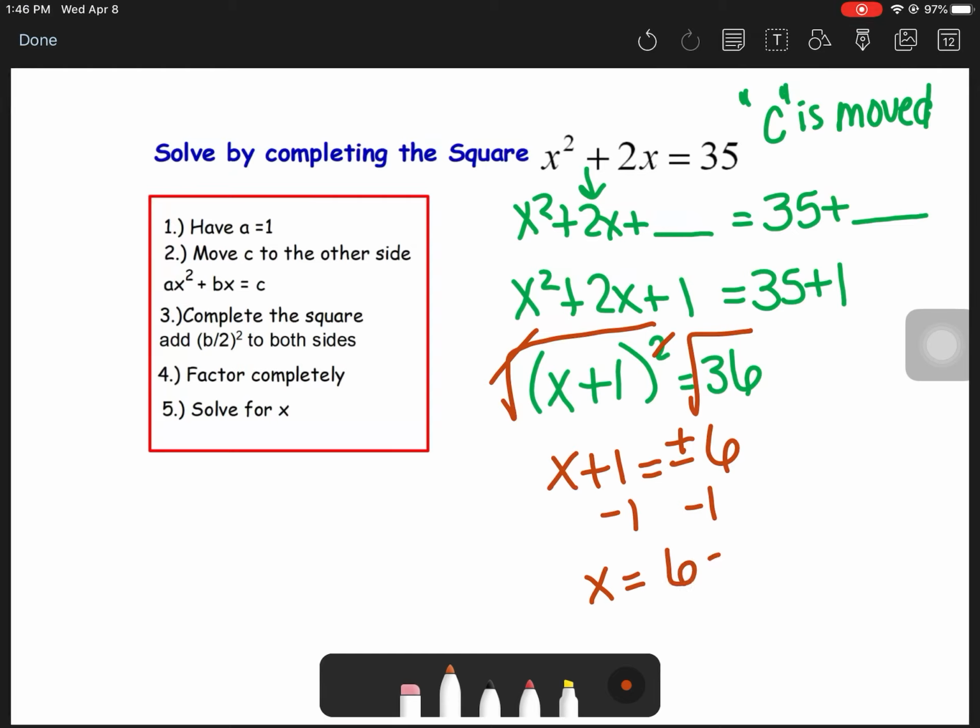So this time we're going to work out 2 separate problems because it does not have a root. 6 minus 1 would be 5, and negative 6 minus 1 would be negative 7. So those are our 2 solutions, and those are the steps for solving by completing the square.